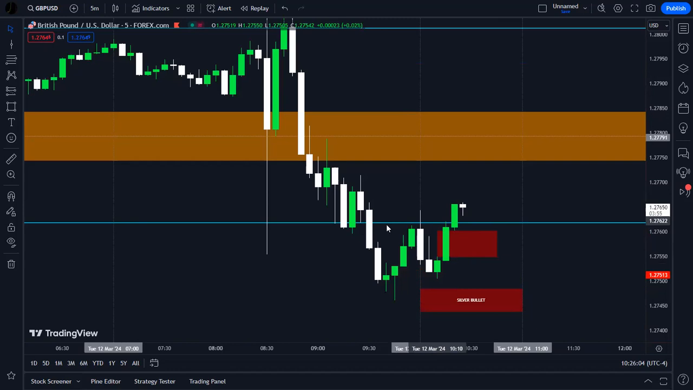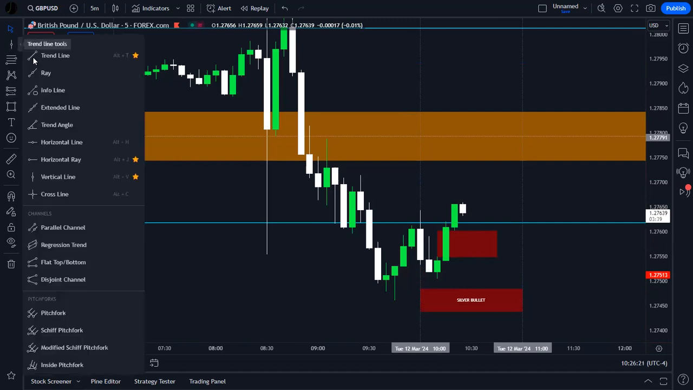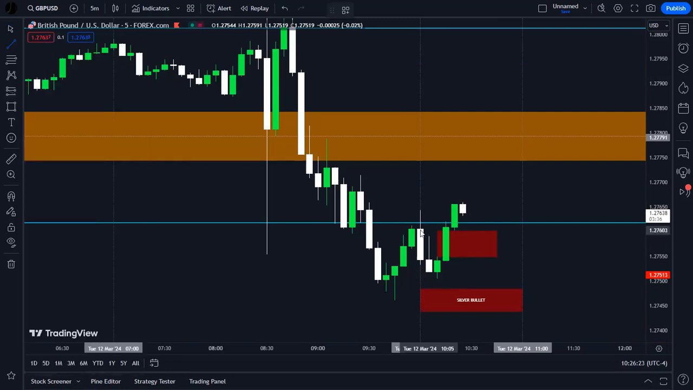Otherwise, we have the lower end of the daily fair value gap as a strong support. And we also have these two down close candles as our bullish order block. So this is our bullish order block. This is the fair value gap. So if the market comes back down there, shoot and kill.